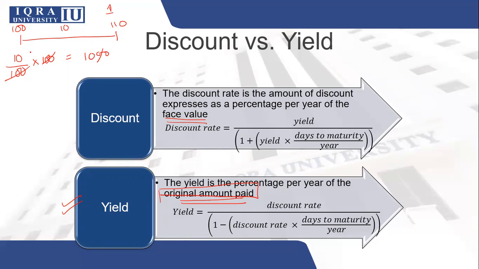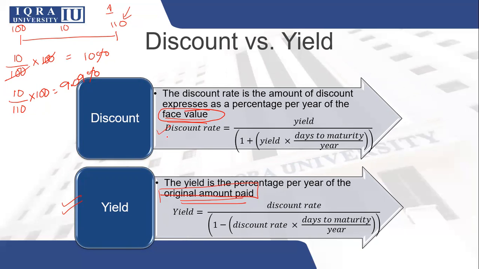But if I want to find out the discount rate, it is the percentage per year of the face value. So this is the face value, the maturity proceeds that I will be getting. If you take 10 over 110 and multiply it by 100, you will get 9.09%. This is called the discount rate. So from the discount rate, you can actually figure out the yield, and from the yield, you can actually figure out the discount rate.